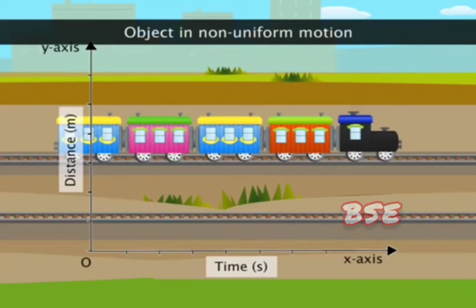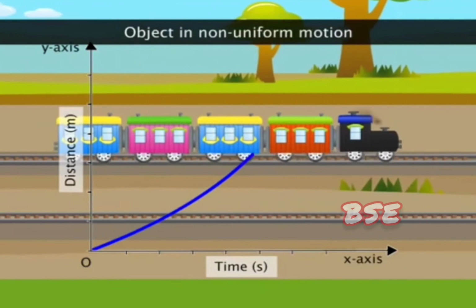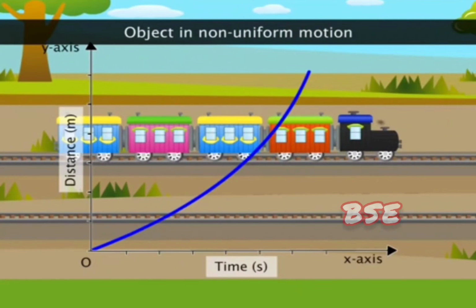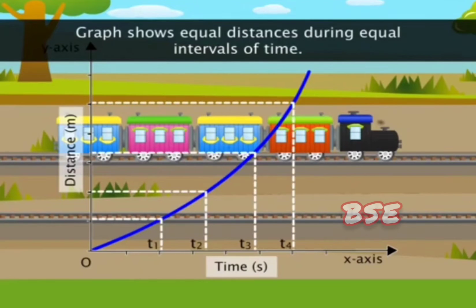For an object in non-uniform motion, the graph will not be a straight line. Such a graph shows that the object covers unequal distances in equal intervals of time.